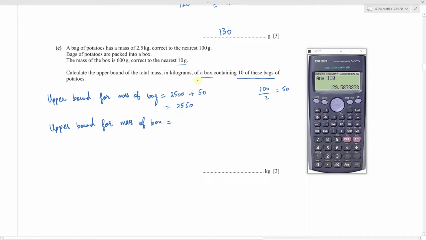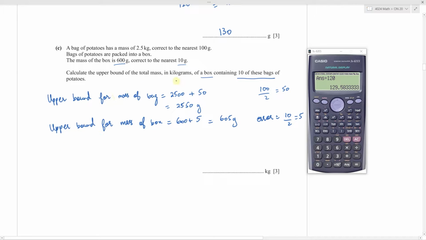Again, it will be the mass of the box, which is 600 gram, plus the error value. So error here will be, this is nearest 10 grams, so 10 divided by 2 in this case, which will be 5 grams. So this will be 600 plus 5, which is 605 grams.